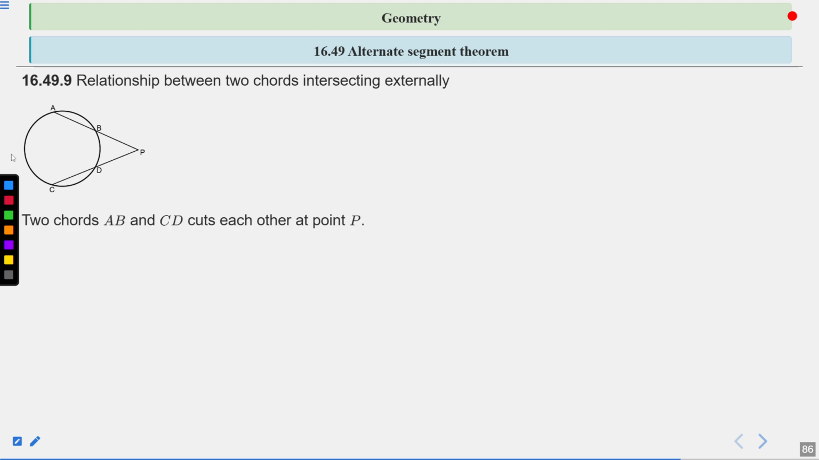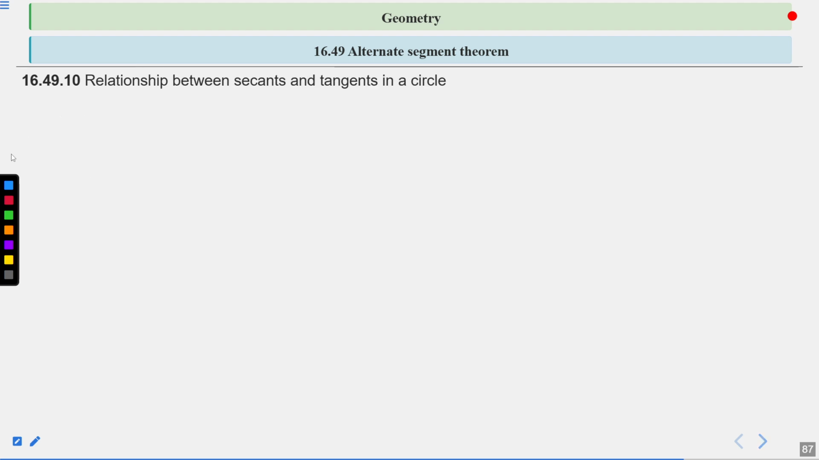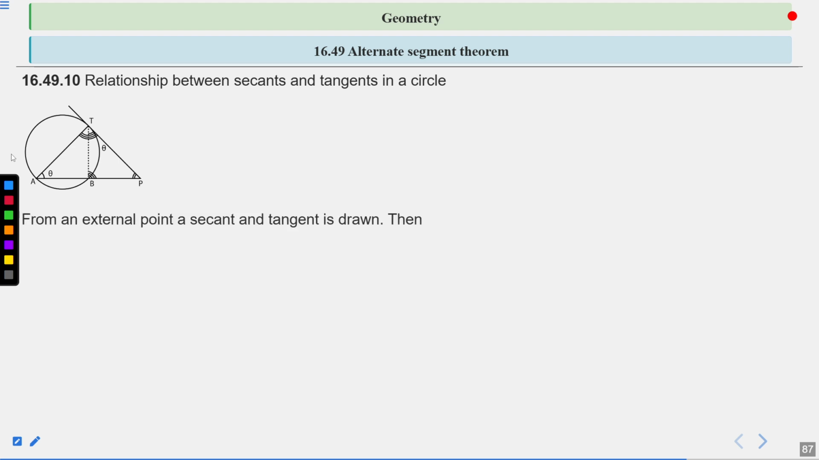Now two chords AB and CD cut each other at point P. So we can say that PA into PB equals PD into PC. Next one, relationship between secant and tangent in a circle. This is the diagram of the secant and tangent drawn from a point P. From an external point, a secant and tangent are drawn, then PT square equals PA into PB.